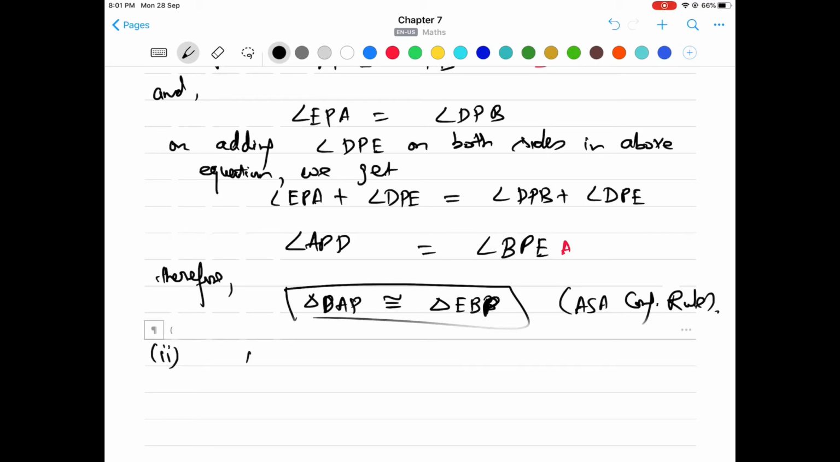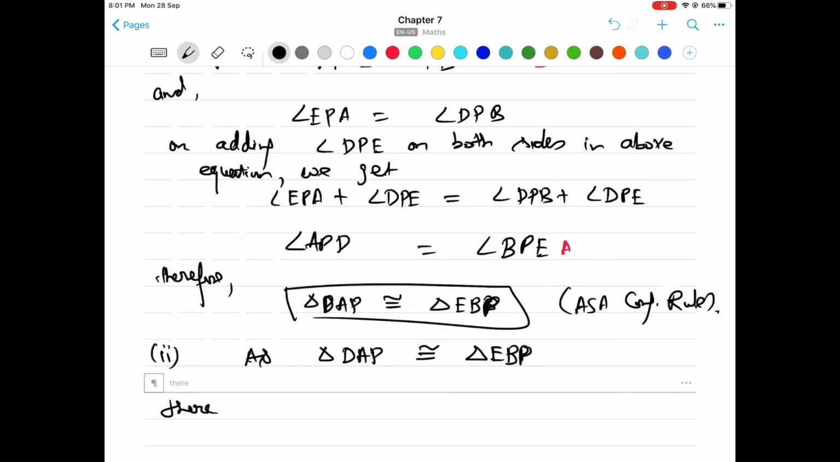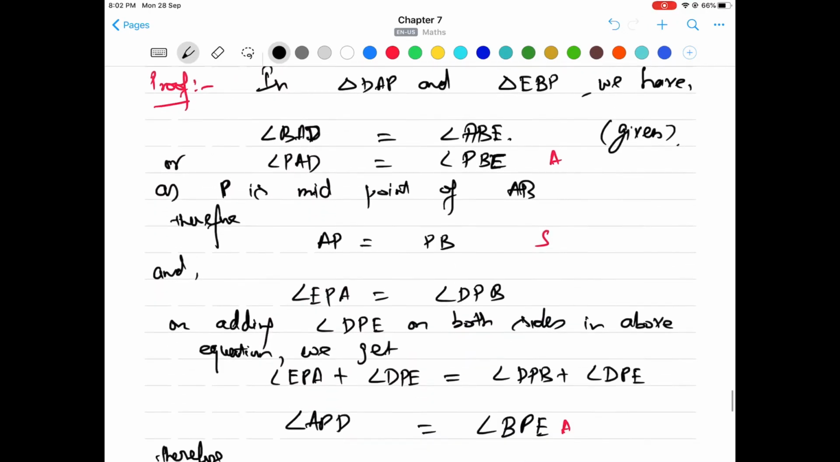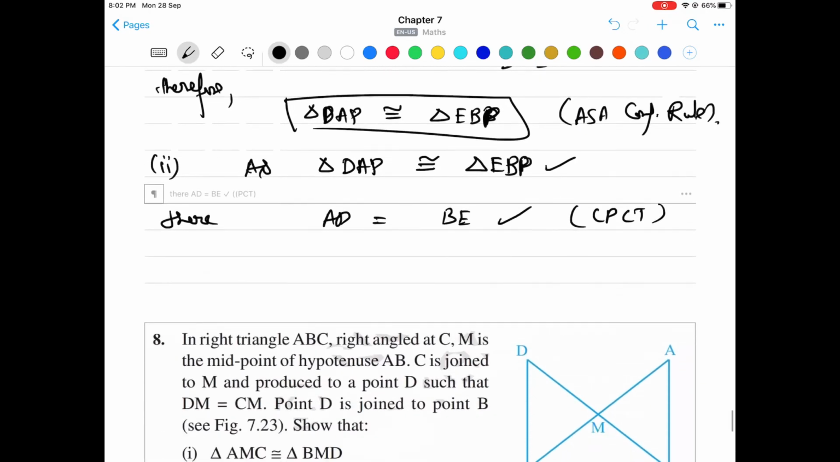The second part will be: as triangle DAP is congruent to triangle EPB, therefore their corresponding parts, this side AD, will be equal to BE by CPCT. Since these two triangles are congruent, their corresponding sides AD and BE will be equal. So that's the answer of question number 7.